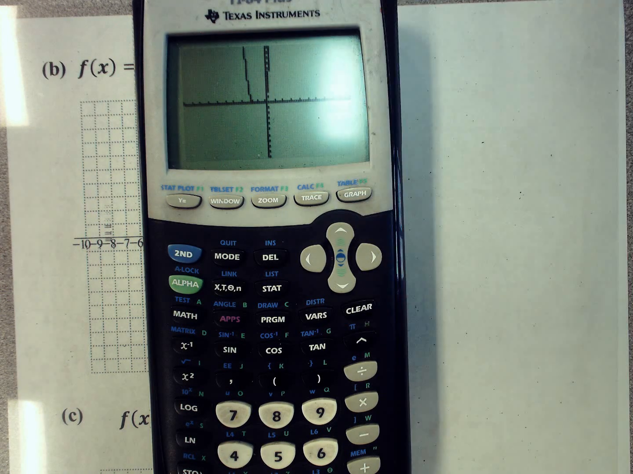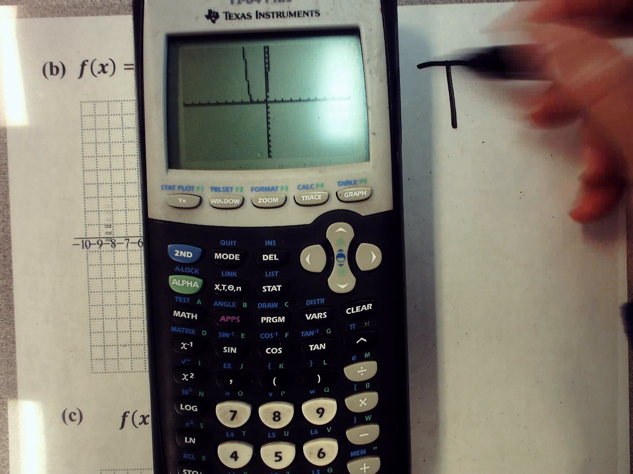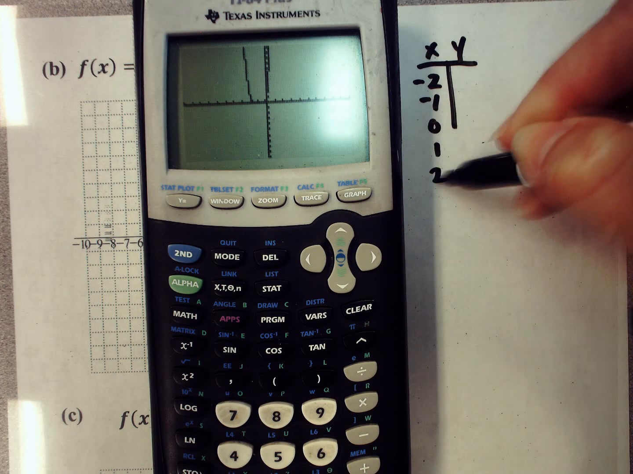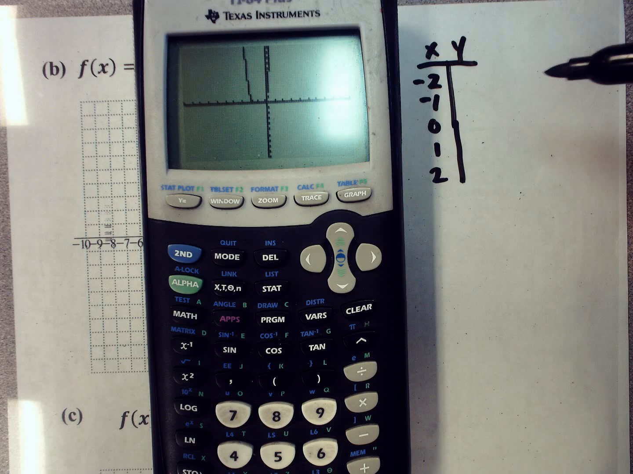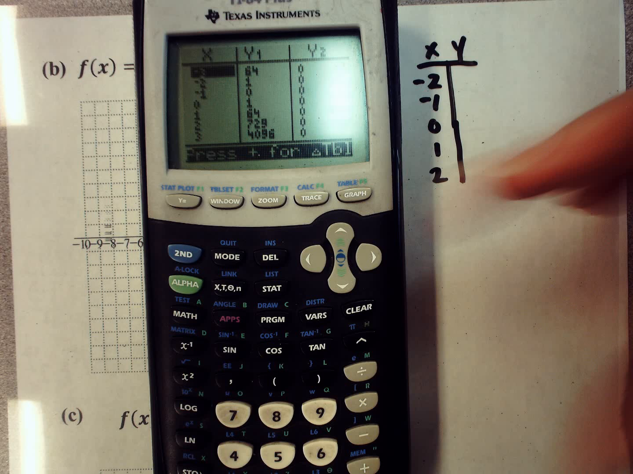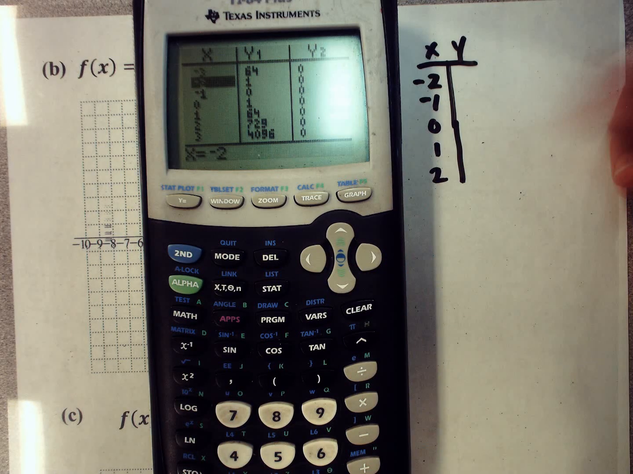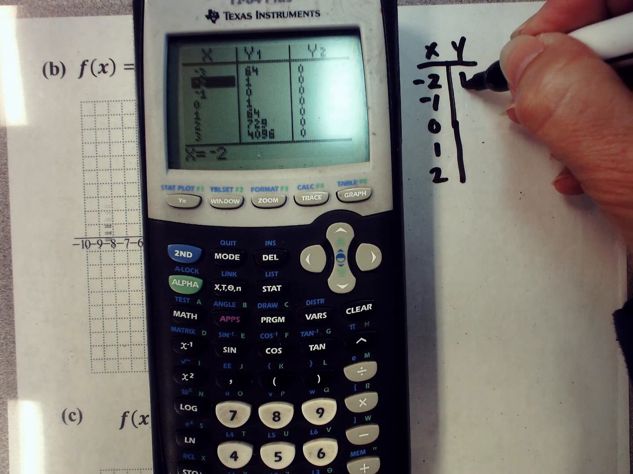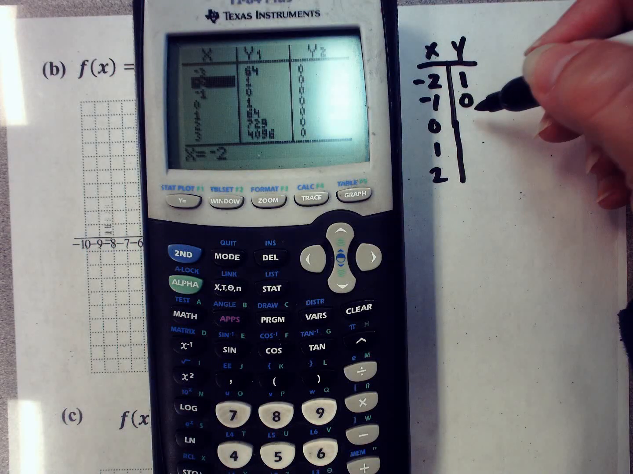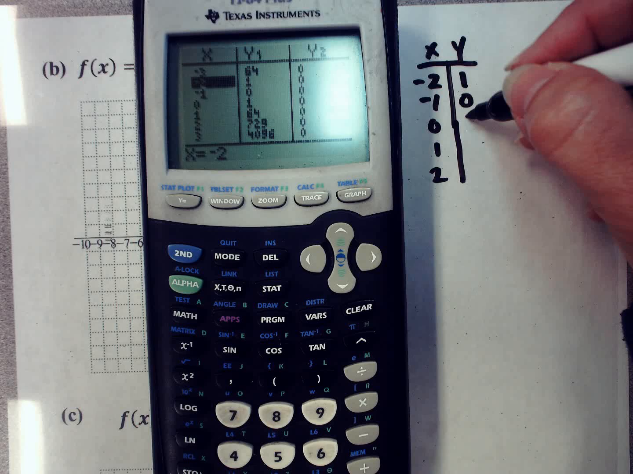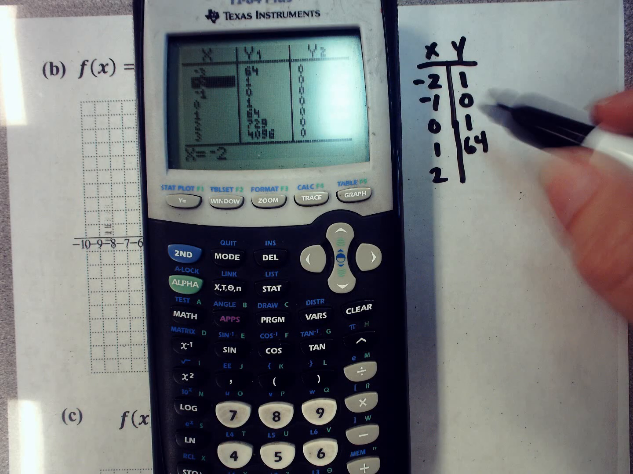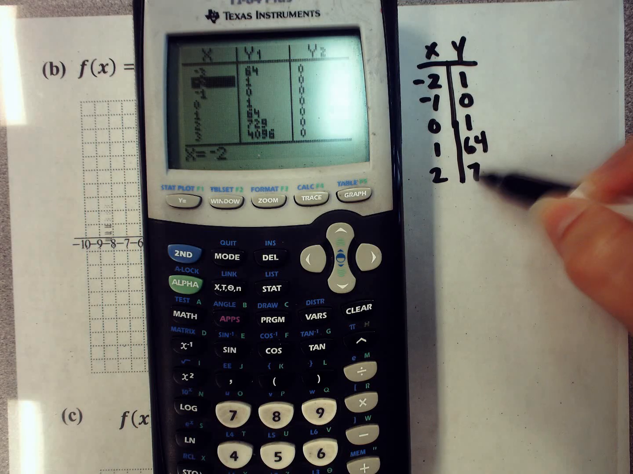Okay, but I still want you to, if you don't have a graphing calculator, these are the points that you're going to pick for x and plug them in. Okay, so let's go to the table, and those of you who do have a graphing calculator, -2 is at 1, -1 is 0, 0 is at 1, 1 is at 64, obviously way off the graph, and 2 is at 729.